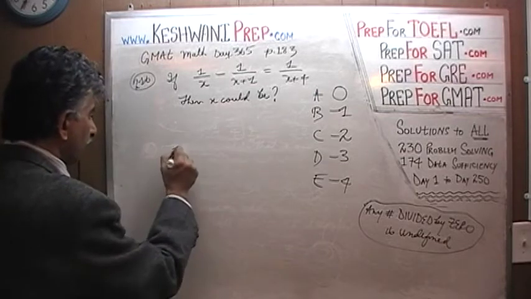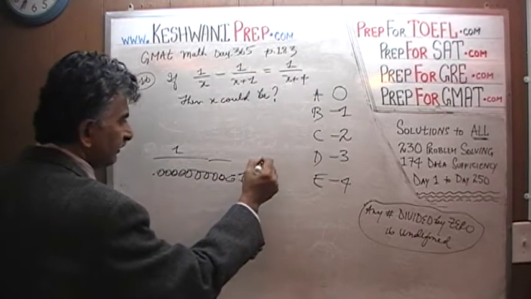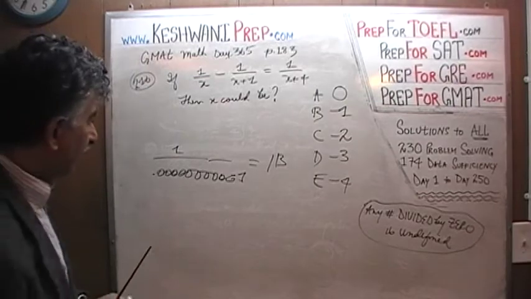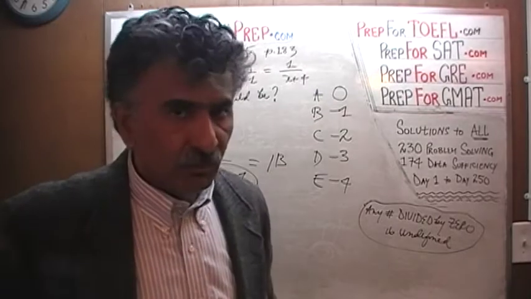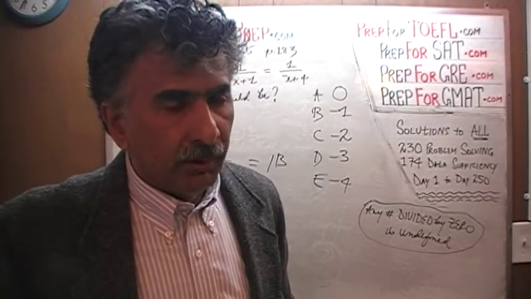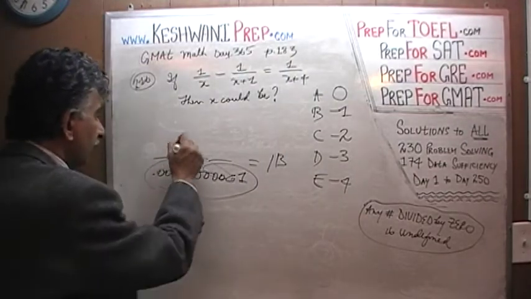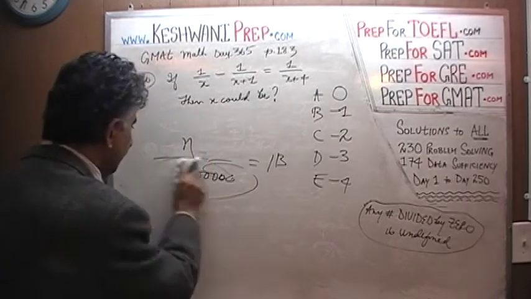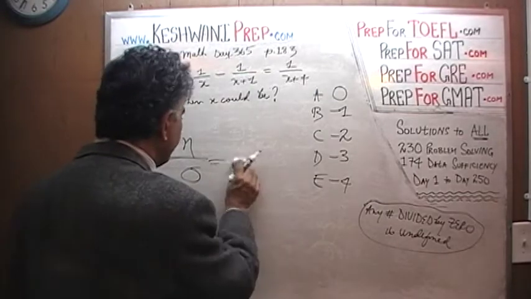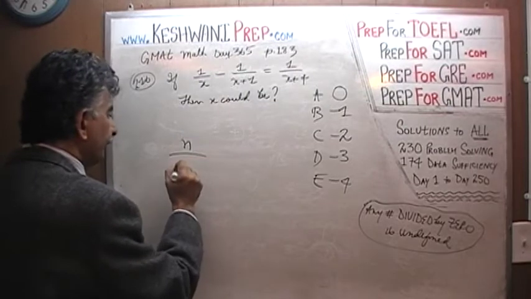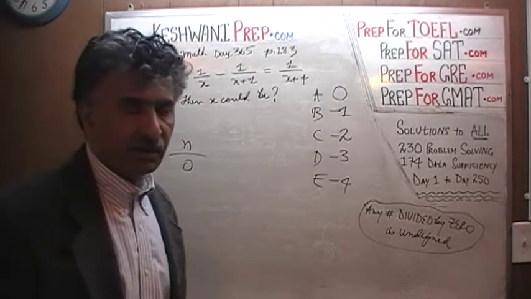And 1 divided by 0.00000000001 is going to be some very large number, maybe 1 billion. And finally, when the bottom gets closer and closer to zero, any number at all, doesn't have to be one, when you divide it by zero, it eventually will explode. How do we express that idea of the number exploding?